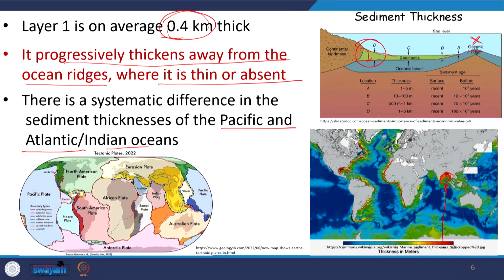For example, this Pacific Ocean is the older one as compared to this Atlantic Ocean. So, it is obvious that if it is older, then the sedimentation has been going on for millions of years. So, it should contain thicker sediment compared to the Atlantic. However, the reverse is true. The Pacific Ocean is surrounded on all sides by trenches, by the subduction zone.